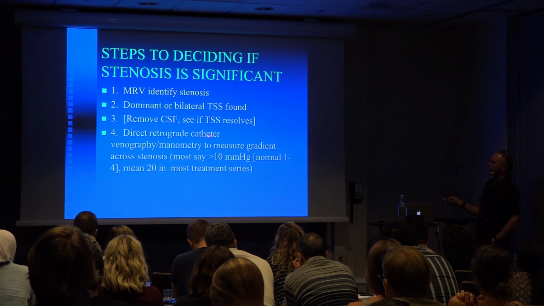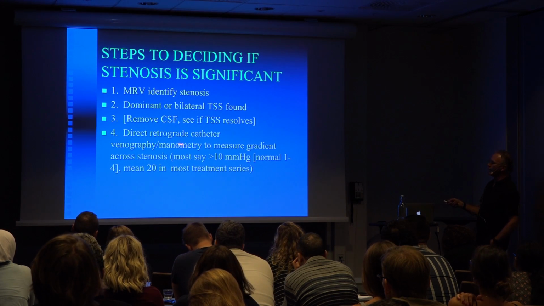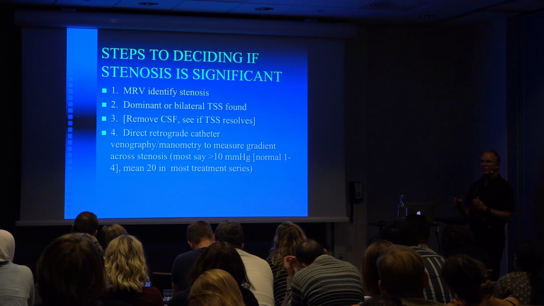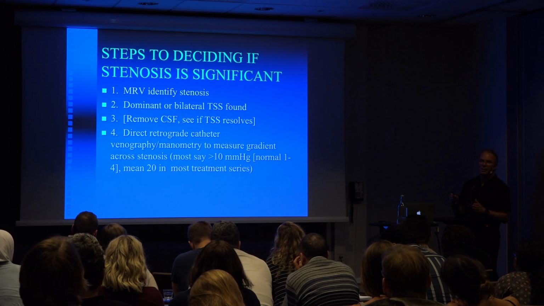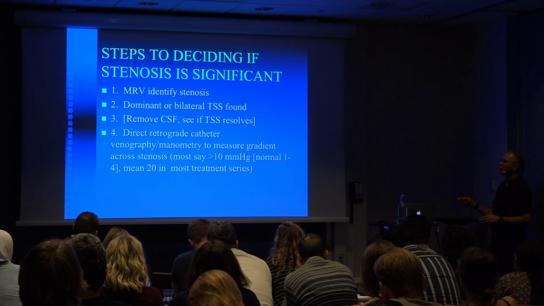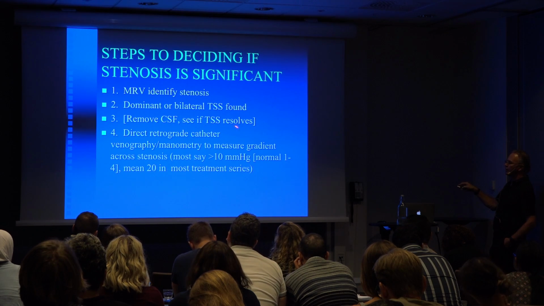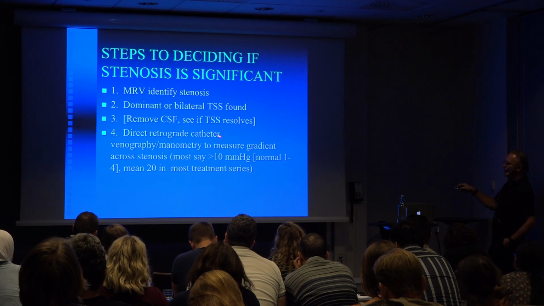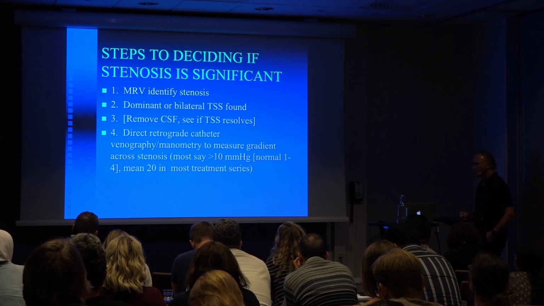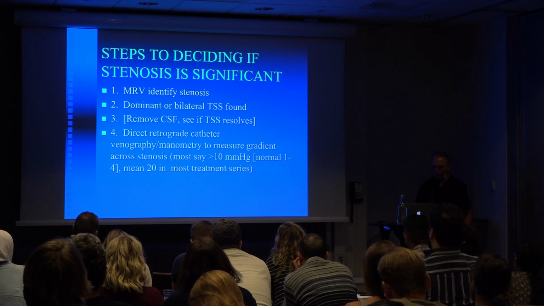You have to do a direct retrograde catheter venography and manometry to see what the gradient is across that stenosis. Because stenosis is common, significant stenosis is not as common. And if it's not significant, you're not going to get a benefit from the stent. So you've done an MRV, you've maybe done a lumbar puncture to take off fluid. Now you've done a retrograde catheter to measure the gradient, and if you get the right measurements across that and you think it's significant, you go forward.